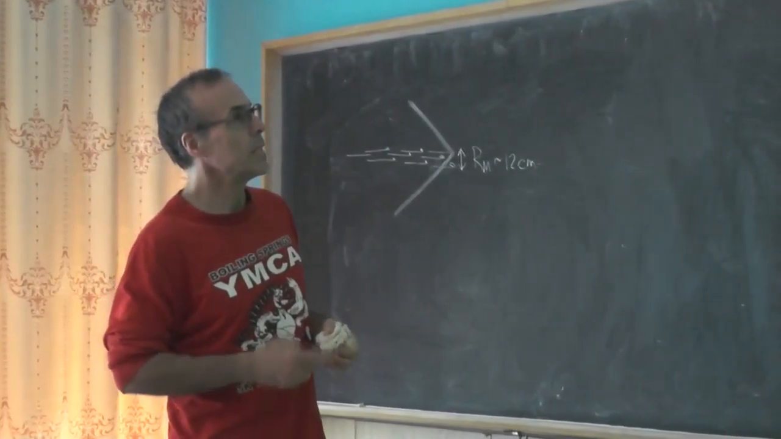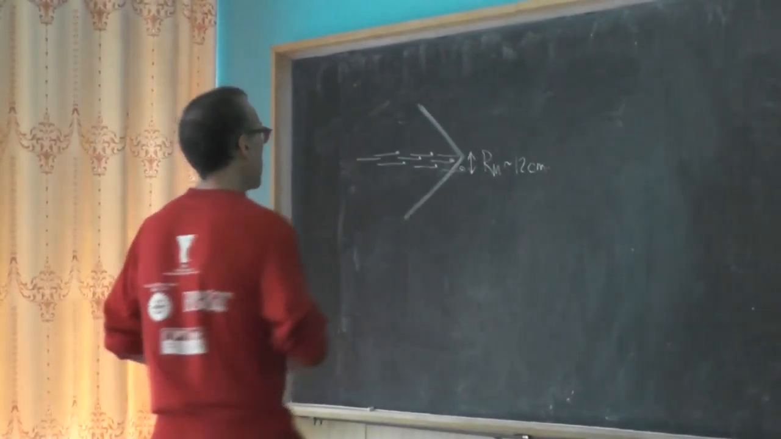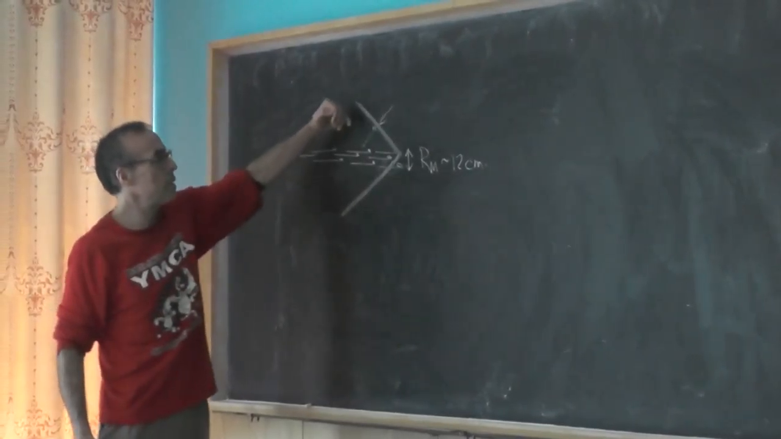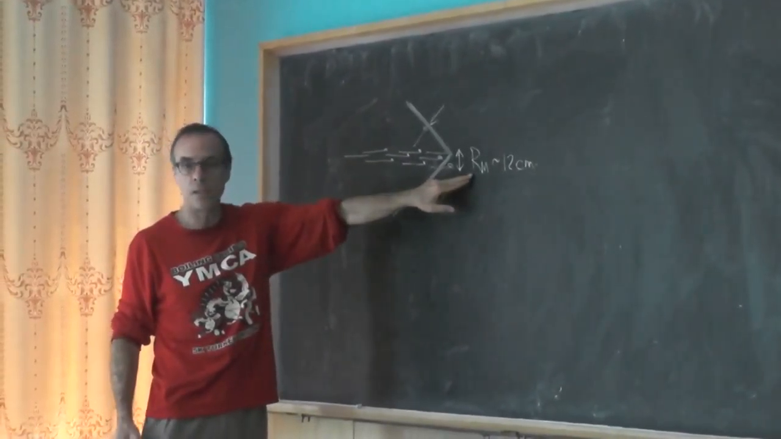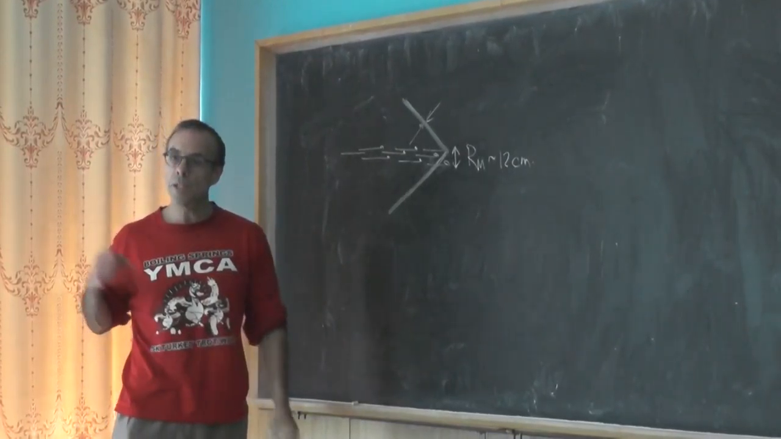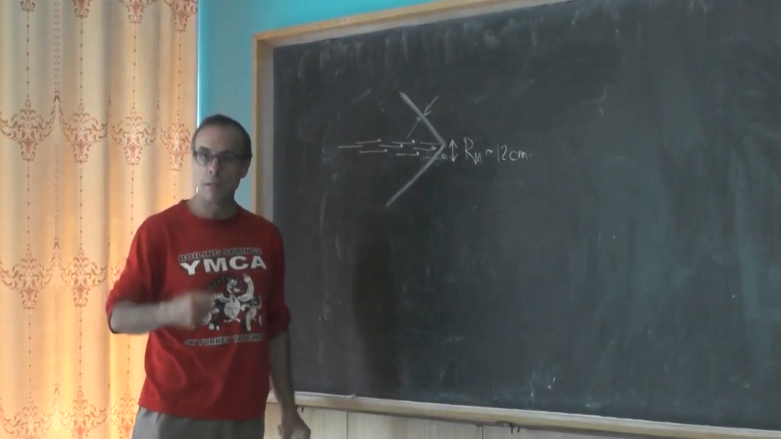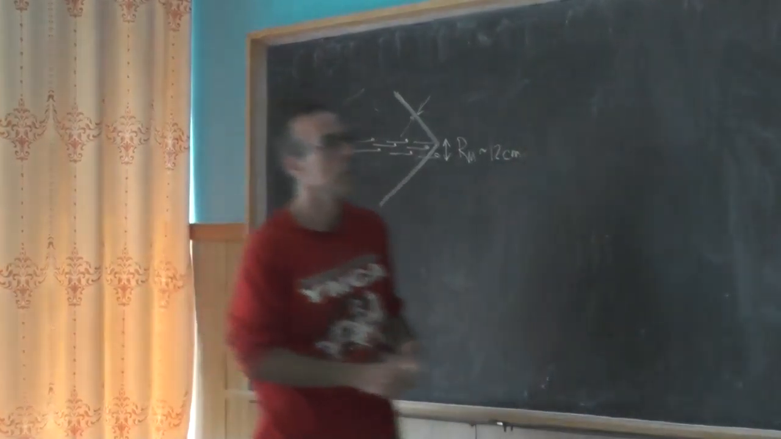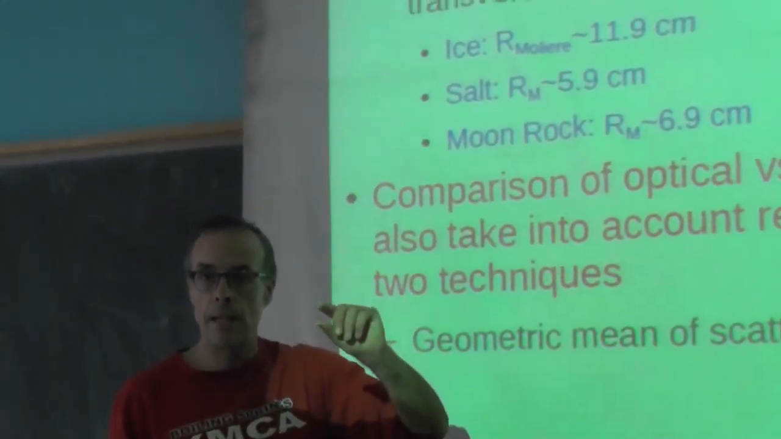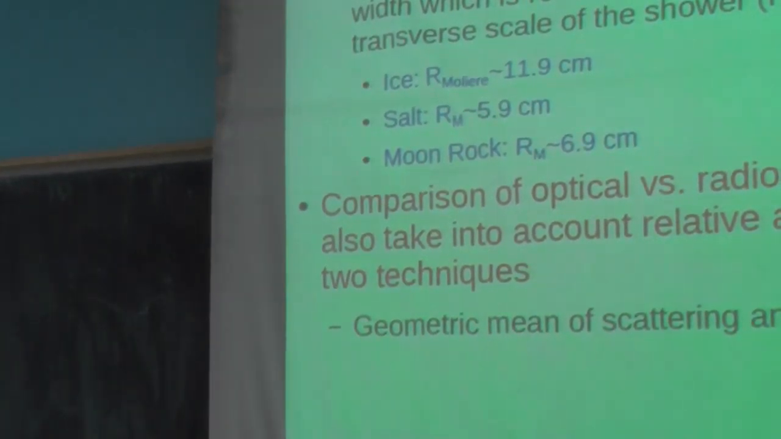That's the first comment. The second comment is that the width of this so-called Cherenkov cone depends on the Molière radius. So if you are contemplating doing an experiment to measure radio wave Cherenkov radiation in different materials, different media, you should take into account the fact, for instance, that salt has a much narrower width. So the width here is smaller.